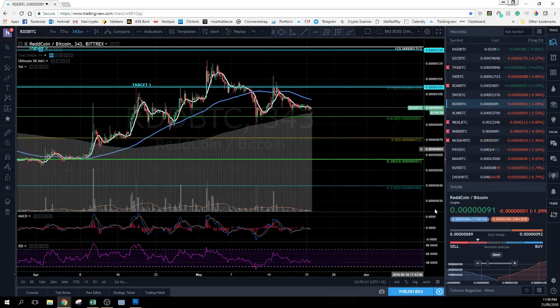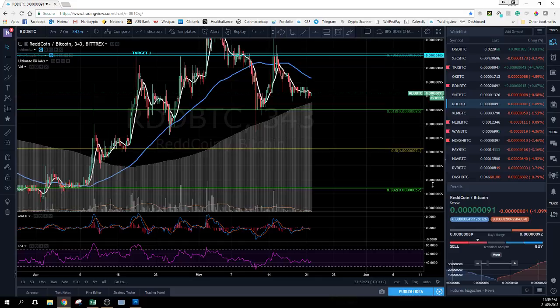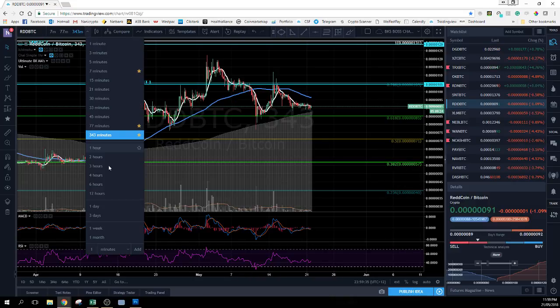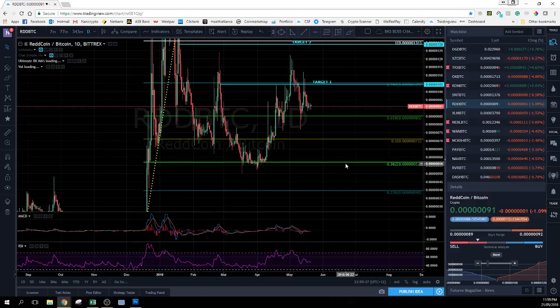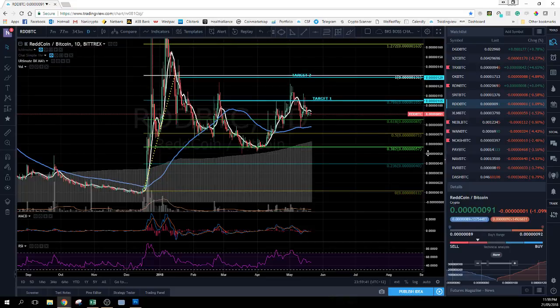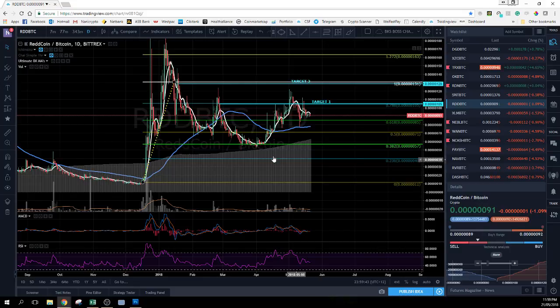So it's actually got a bit of a support here. Crypto Squirrel, you were talking about a cup and handle. What time frame are we looking at? Just going to change it to the daily. I don't really see it forming in the 1 hour. Oh, there it is, on the daily. Definitely has the potential.